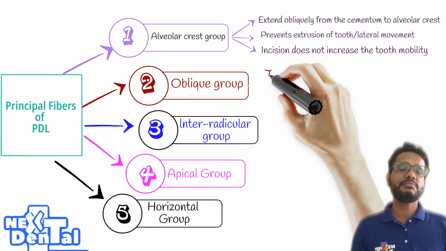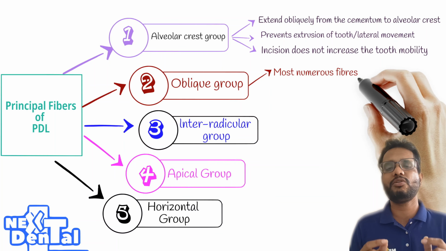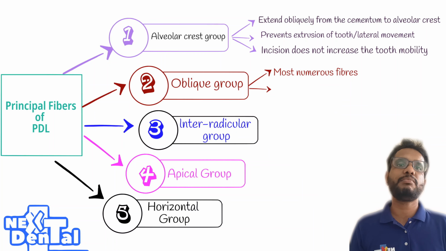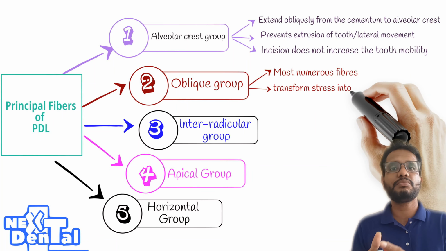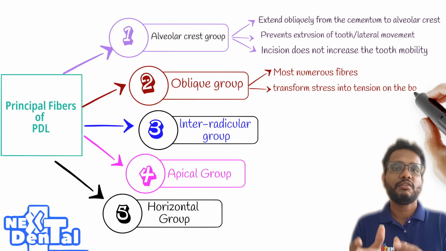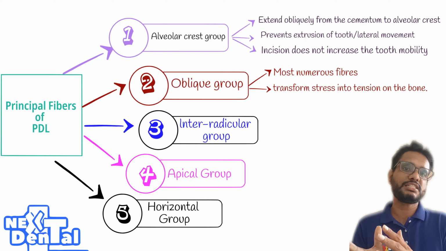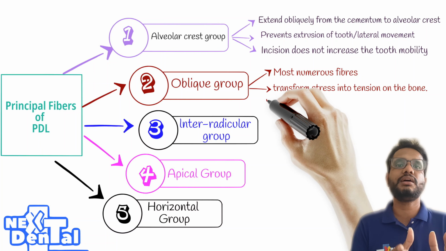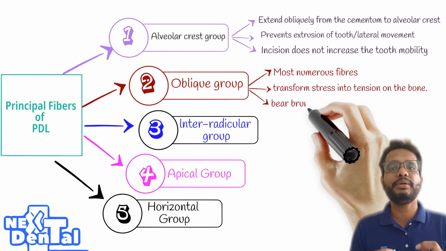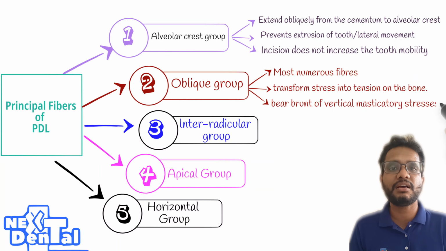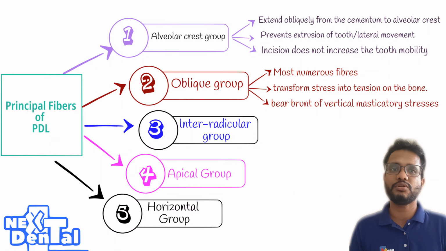Okay. Then comes the oblique group of the fibers, the most numerous fibers of the periodontal ligament, and these are the fibers that transmit stress from the masticatory forces from the tooth towards the bone. So the stress will be transformed into the tension in the alveolar bone. Okay, now these fibers are the ones which are going to bear the brunt of the vertical masticatory load from the masticatory muscles, of course, right?